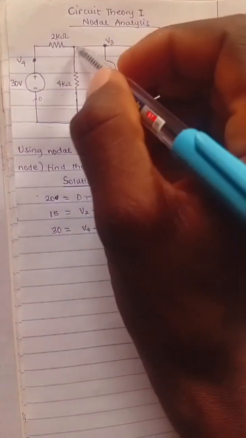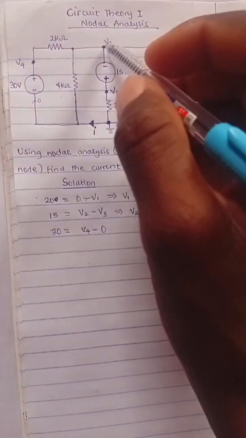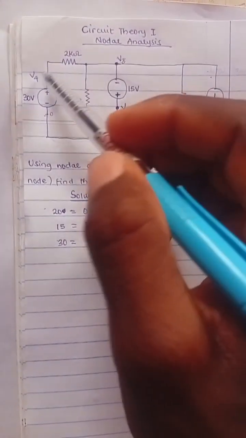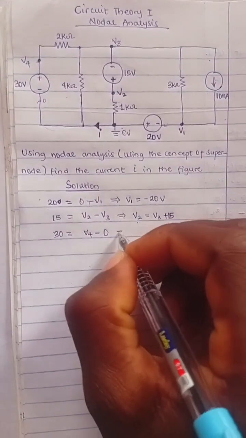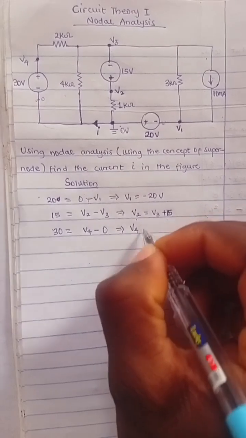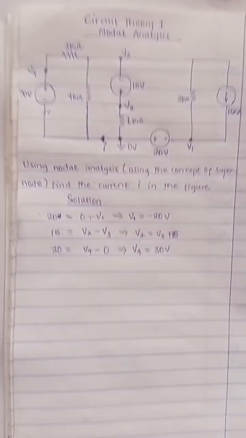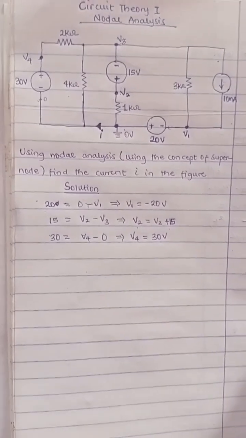So there has to be a voltage drop or difference across that resistor. So the same voltage drop can apply here, or node voltage V3 can't apply here. So from here we have our V4 equal to 30 volts. The manner in which you label this is just up to you.